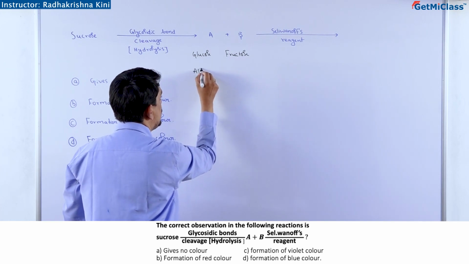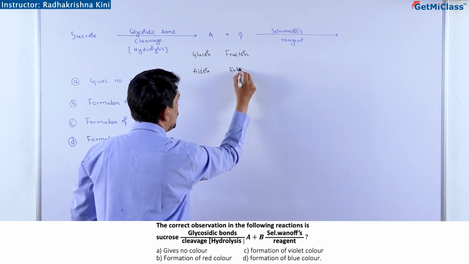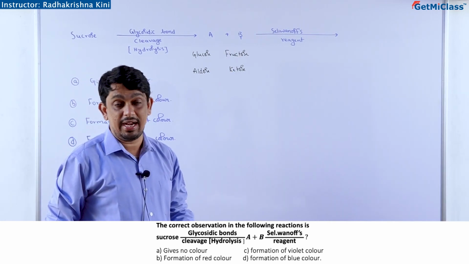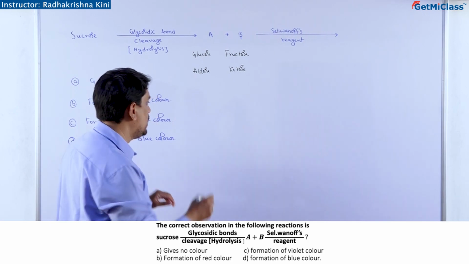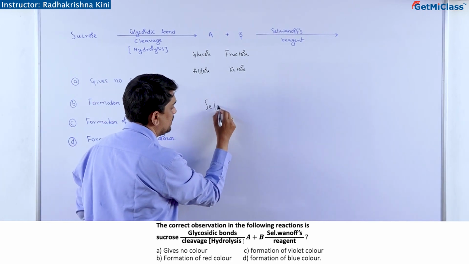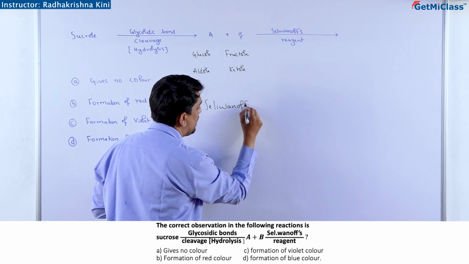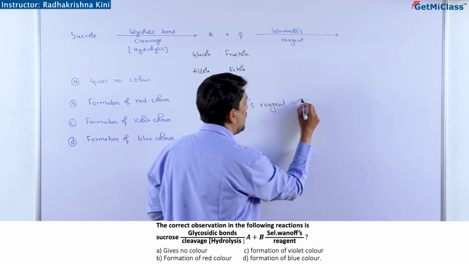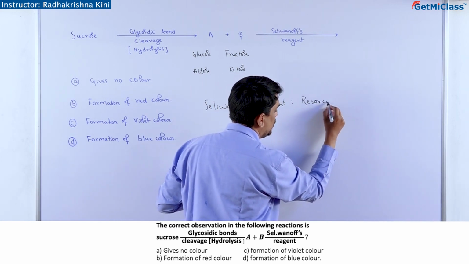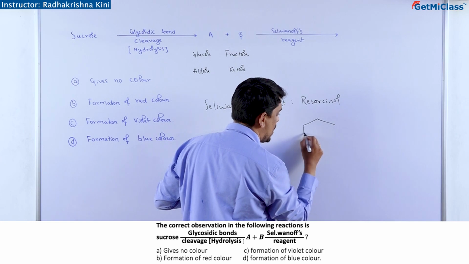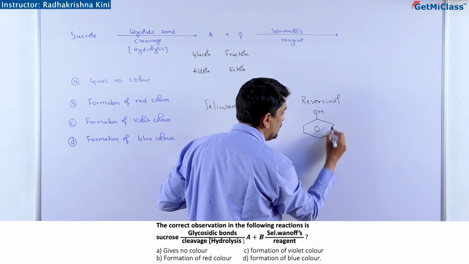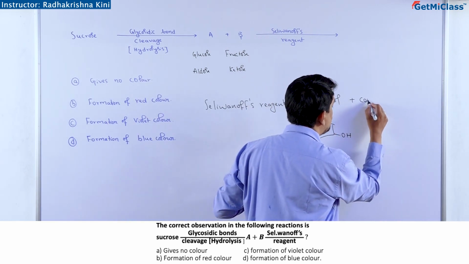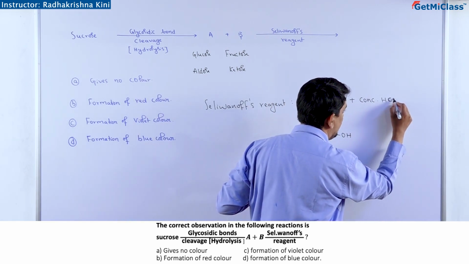I know this is an aldose and this one is a ketose. And what I am seeing is there is a Selivanov's reagent I am using for a Selivanov's test. What is Selivanov's test? First of all, what do you mean by Selivanov's reagent? Selivanov's reagent is a mixture of resorcinol. You all know that resorcinol is a diol. It's a 1,3 diol. This is resorcinol and concentrated HCl. This mixture is called Selivanov's reagent.